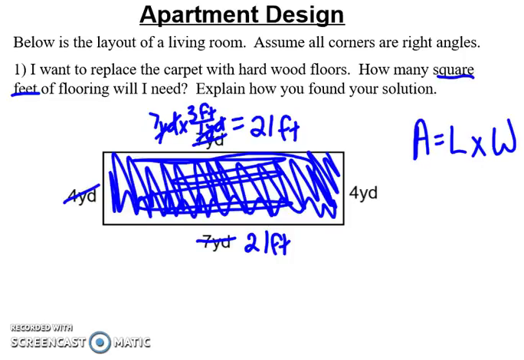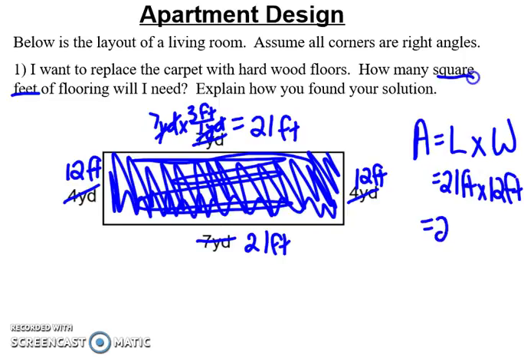And thinking about the same idea, just multiplying by 3, I know this would become 12 feet, and this would become 12 feet. So if I want to find the total area, or the total number of square feet I need, I would take my length, which is 21 feet, by my width, which is 12 feet. How do I do that? 12 times 21 is 252. Feet times feet gives me square feet. So I can also multiply my units to verify what I'm looking at.